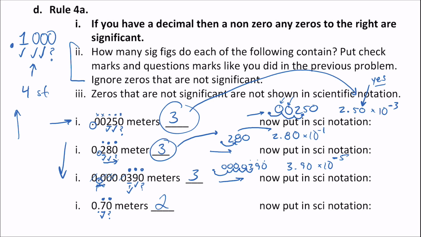Last but not least, we have 0.70. We're moving it over once. That'll give us 7.0. There's 2 sig figs, right? So they both count. Times 10 to the, we moved it over once, -1, because we went to the right.